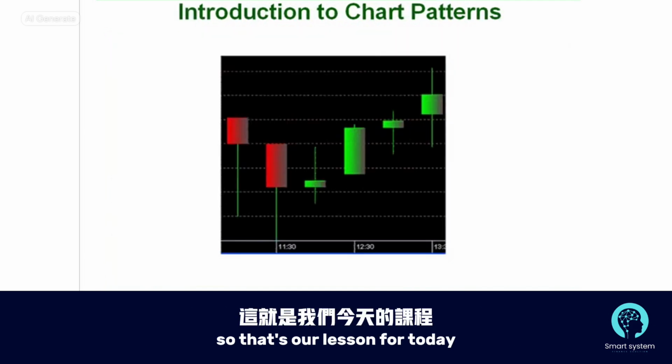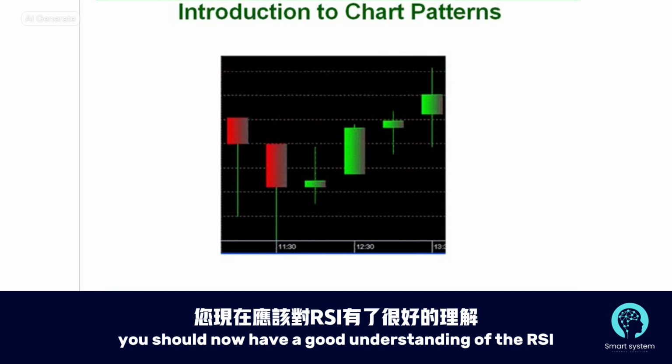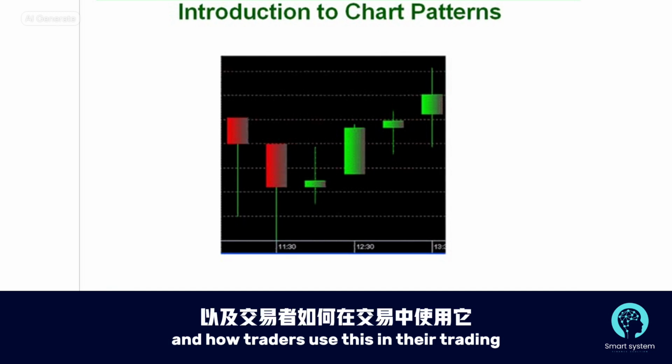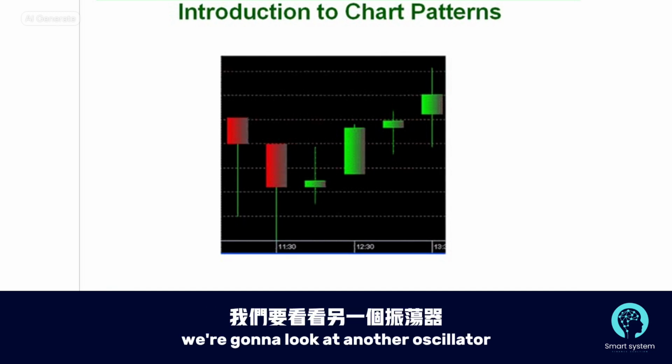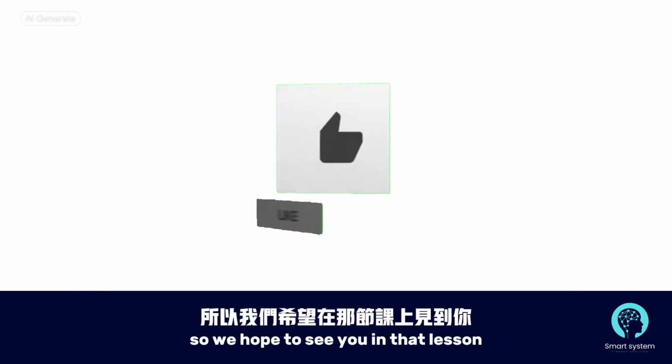So that's our lesson for today. You should now have a good understanding of the RSI and how traders use this in their trading. And in the next lesson, we're going to look at another oscillator, which is known as the stochastic oscillator. So we hope to see you in that lesson.